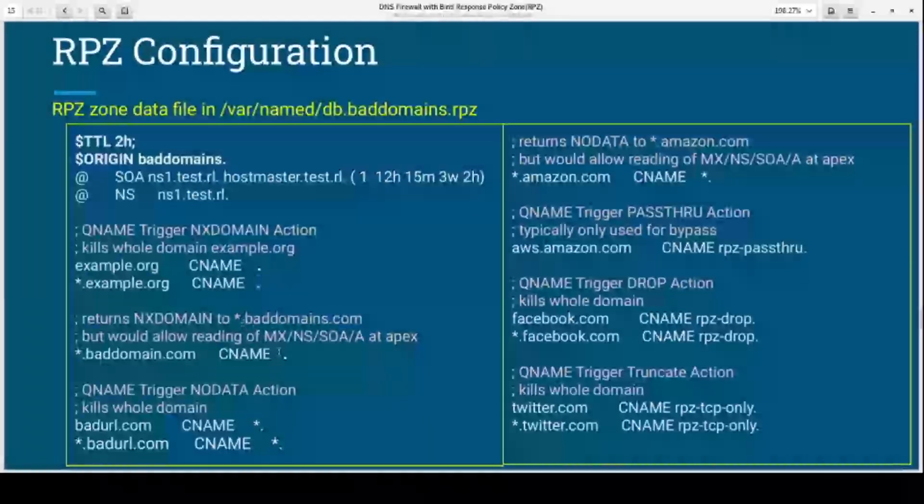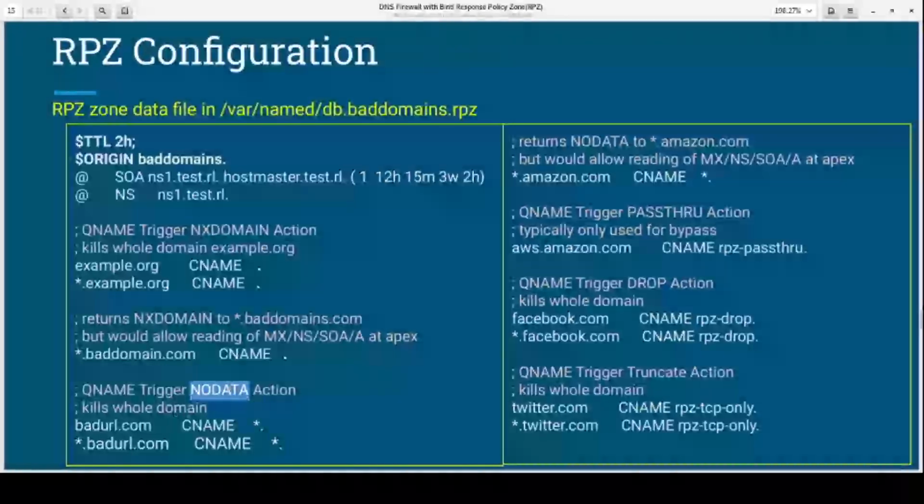This is similar to the above rule, *.baddomains.com CNAME then dot. Dot is nothing but equivalent to NXDOMAIN. Now this is the third rule where the trigger name is QNAME and the action is NODATA. NODATA action means the answer which will be returned to the DNS client will not contain any data.